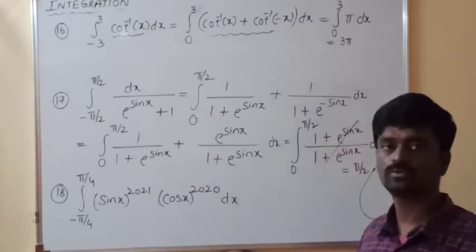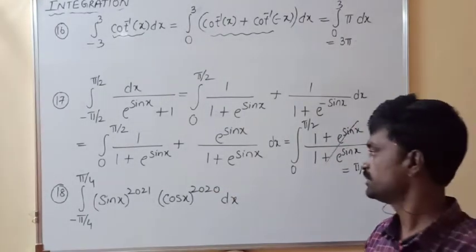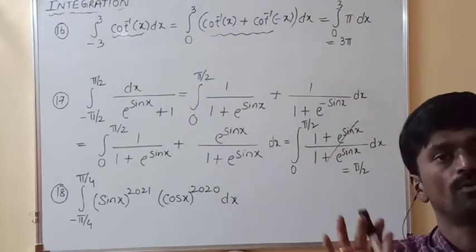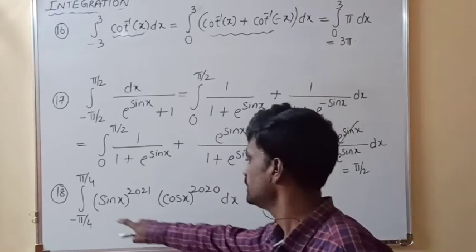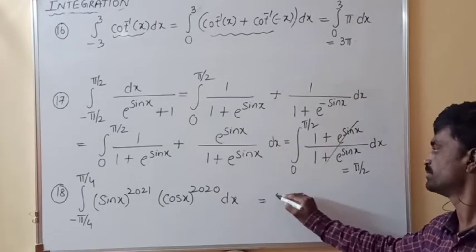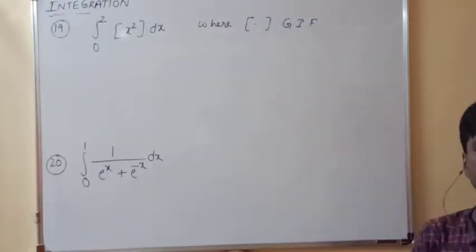And plus power 2020 is plus only. So minus into plus, minus. That means here this is the odd function, this is the even function. Odd function into even function is an odd function. So thus the integrand is what? Odd function. So using that property, what is the answer? 0. Over.